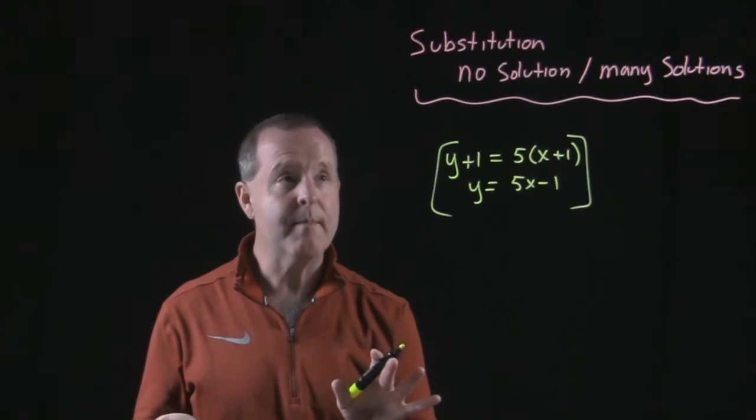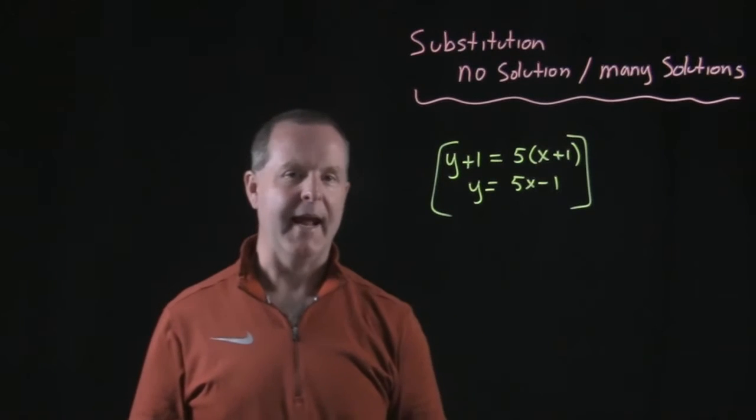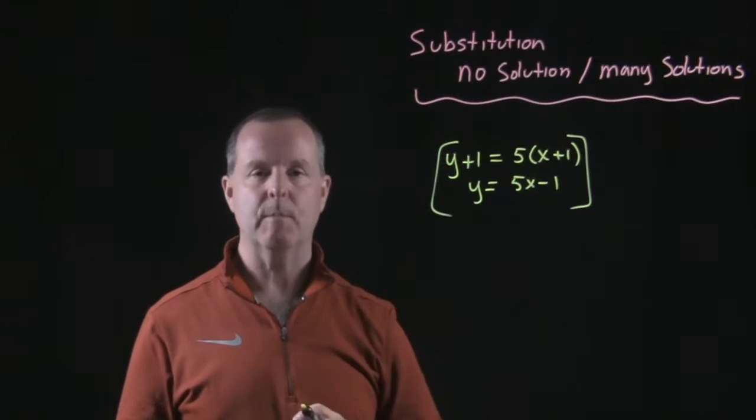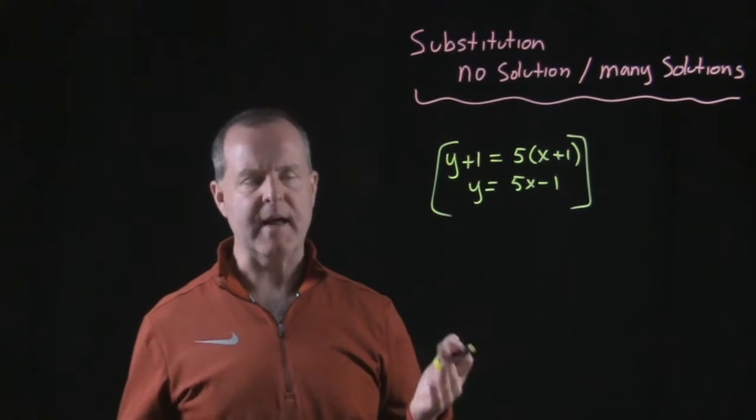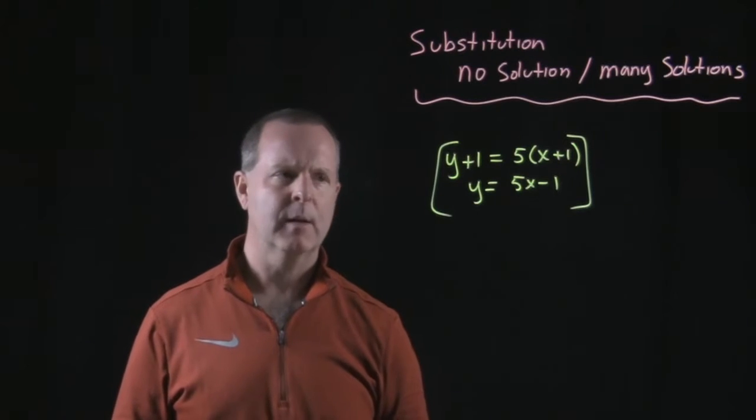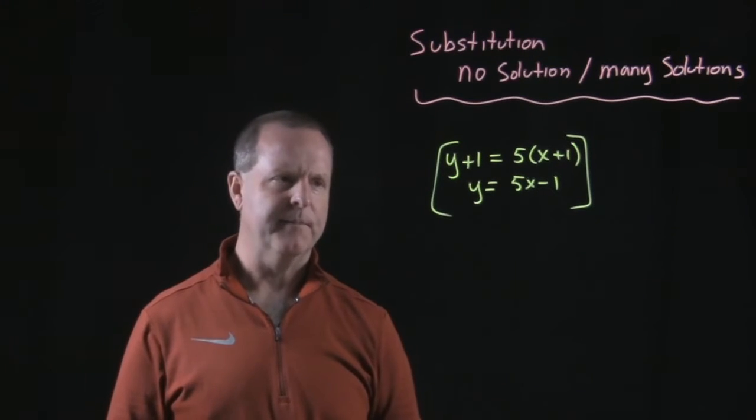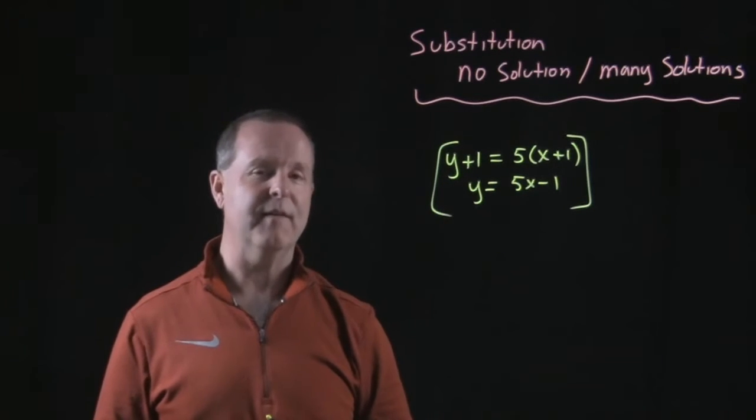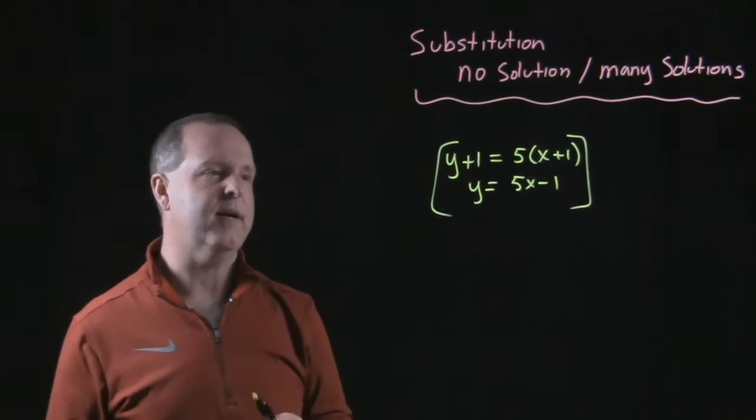Now you guys do remember that we did have systems that did not have one solution. Either there's no solution or many solutions. And we're able to do that graphically, but how in the world are we going to be able to do that through the substitution method? What in the world would that look like? So I have an example that's going to be one or the other of these. So let's see what we discover here.